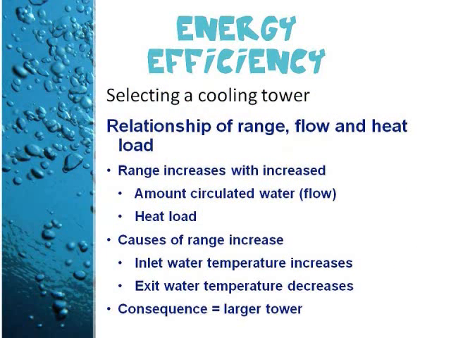The relationship between range, flow, and heat load. The range increases when the quantity of circulated water and heat load increase. This means that increasing the range as a result of added heat load requires a larger tower. There are two possible causes for the increased range. The inlet water temperature is increased, and the cold water temperature at the exit remains the same.